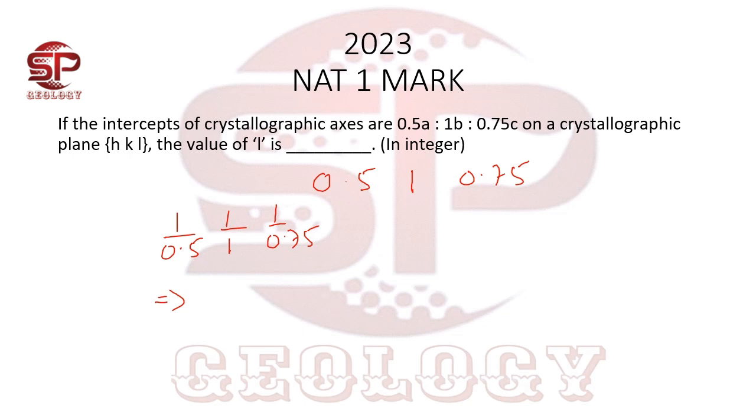So it will be 1 by 0.5, which is 2, then 1, then 4 by 3. To simplify this, we will multiply by 3. So it will be 6, 3, 4. So 6 is H, then K, then L. So L will be 4 here. Answer will be 4.